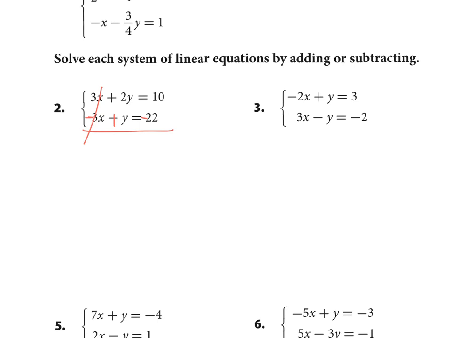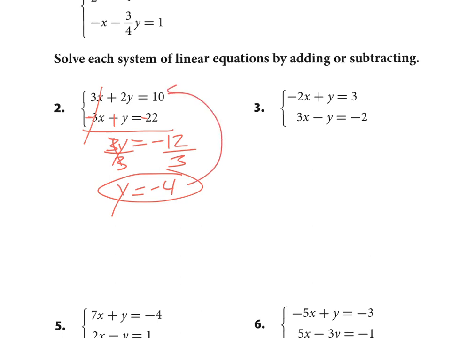So those cancel. Come down here, I have 2y plus y, so that would give me 3y equals, and then I do 10 and a negative 22 would be a negative 12. So I solve that, divide by 3, so y is negative 4. Now I have to take this and go back and plug it back into one of the originals, and I just pick the first one, which is fine. So right here, I'm going to take this negative 4 and plug it into this one.